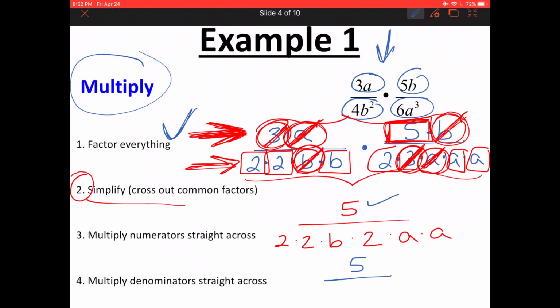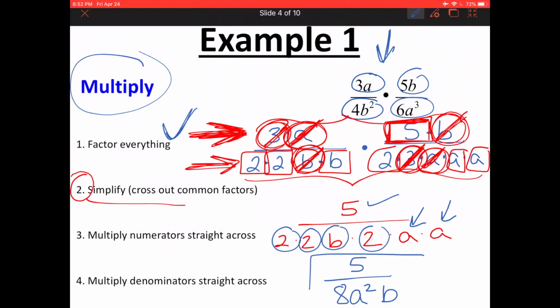In the numerator, I keep 5. 2 times 2 times 2 gives me 8. To put this in standard form, I'm going to put the letter A first because it comes first alphabetically. This would be A squared, and then just the letter B. So here is my final answer: 5 over 8 A squared B. All right, so multiplying that rational expression out, we end up with 5 over 8 A squared B.